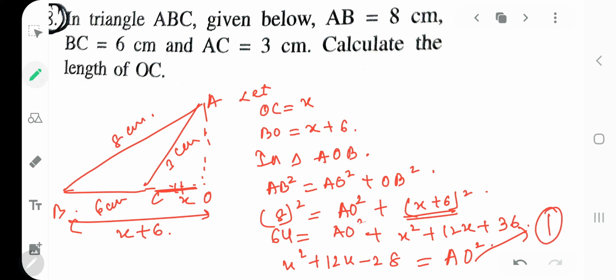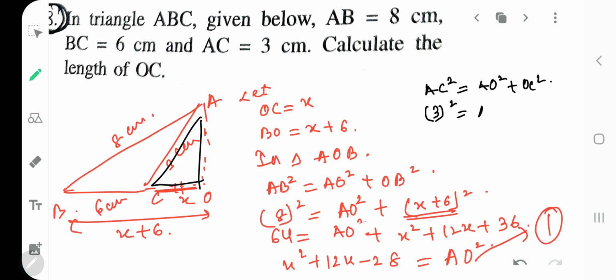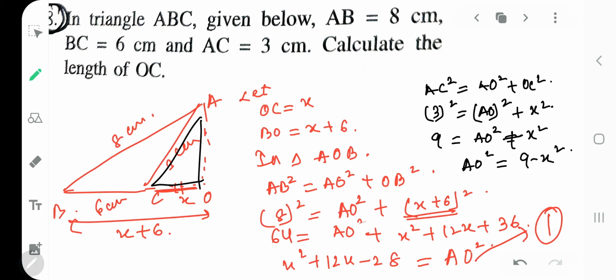Now my dear kids, if I go in the smaller triangle, can you see the smaller triangle here? For that also I can use the Pythagoras theorem. How will I put it? AC square, because AC is the hypotenuse, is equal to AO square plus OC square. So that will be 3 square is equal to AO square plus OC square, which is X square. From there I'll get AO square is equal to 9 minus X square. Here I got AO square is this and here I got this. Can I put this as equation number 2?